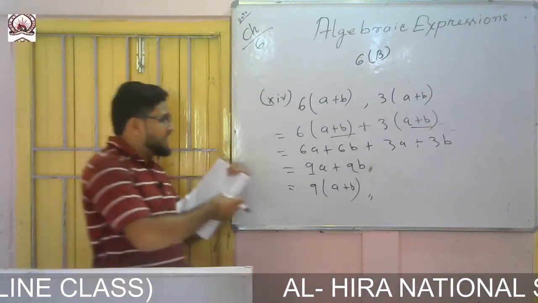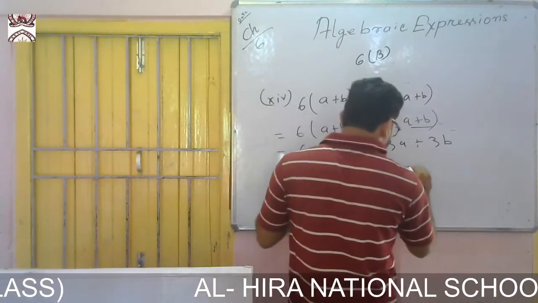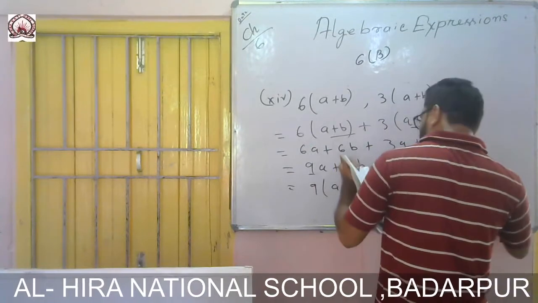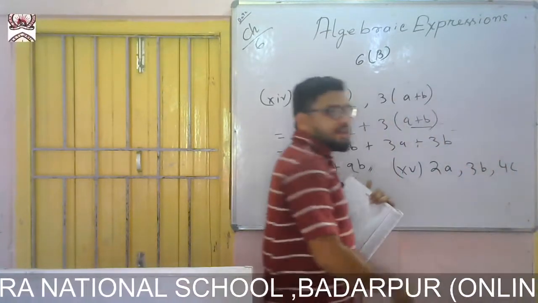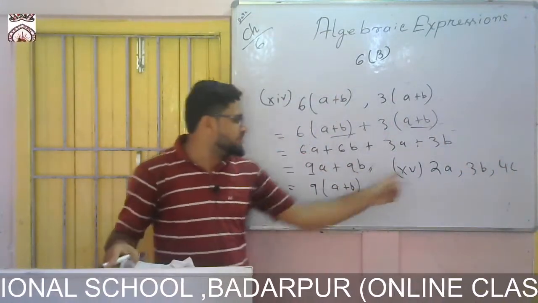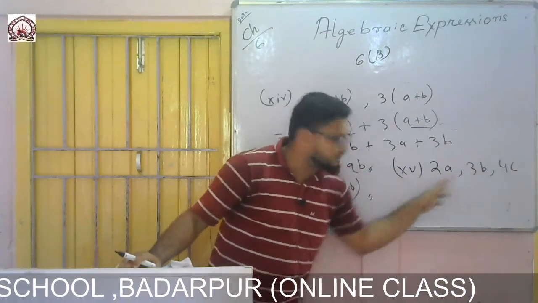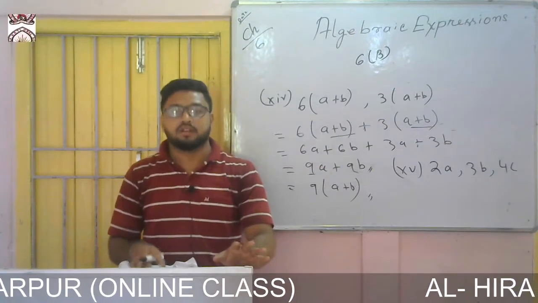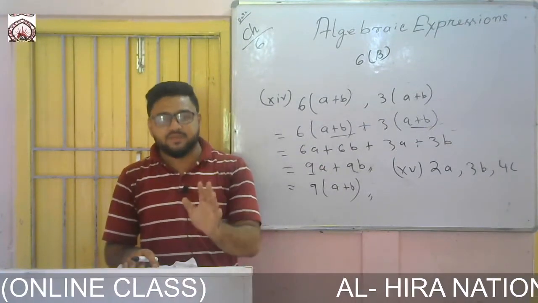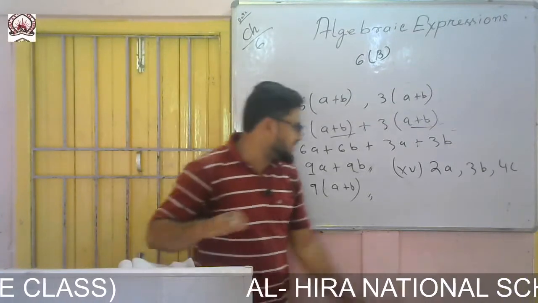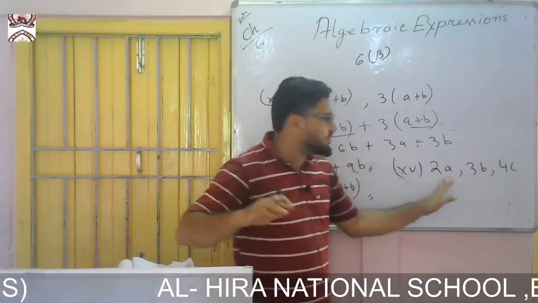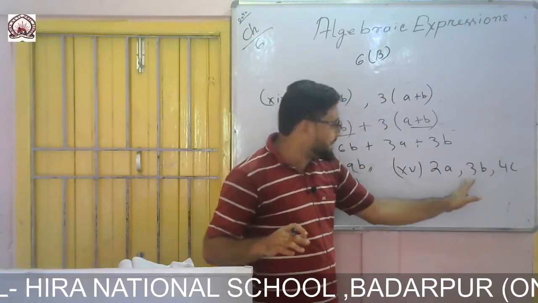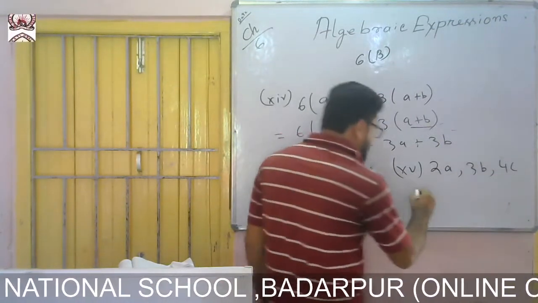So you come to question number 15. 2a, 3b, 4c. You see there is no like term in the three terms. As I said earlier, we can add and subtract only with like terms. So here there are no like terms, so just by replacing the comma with plus, you write it. Then that is the answer.